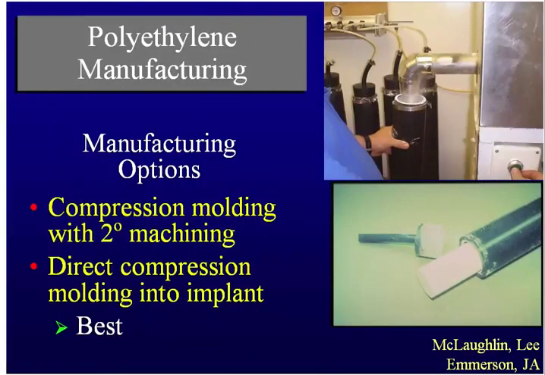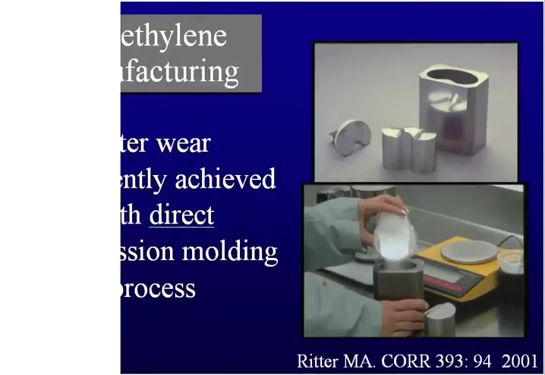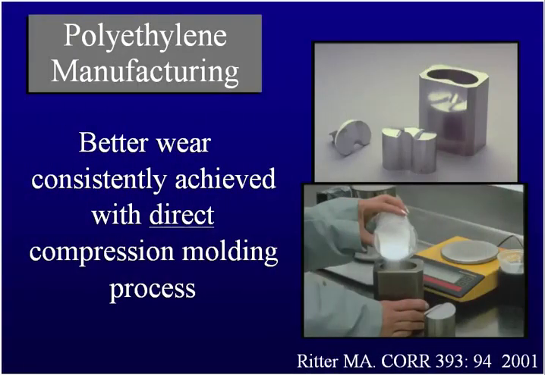The other option is compression molding with machining, so you take the polyethylene and compress it together rather than through a ram bar. And then finally, there's direct compression molding right into the implant. So in direct compression molding, you take the polyethylene into the mold, you heat it, you press it, you have your implant. No machining, no anything. And the studies have shown that direct compression molding has the best wear properties of all the manufacturing techniques. And remember that for the boards, direct compression molding. Okay. So better wear is consistently achieved with the direct compression molding process, knees and hips and shoulders.